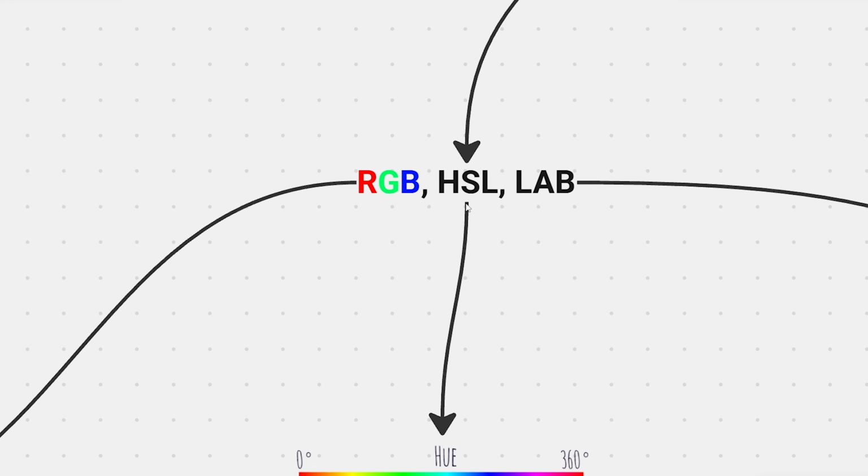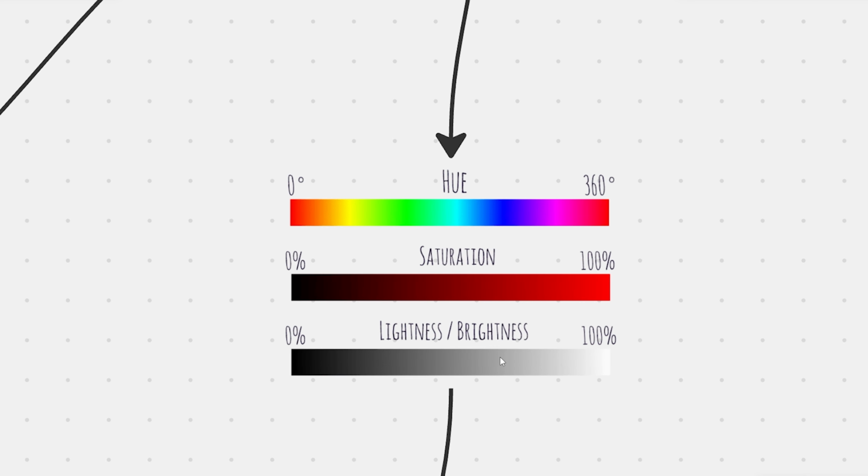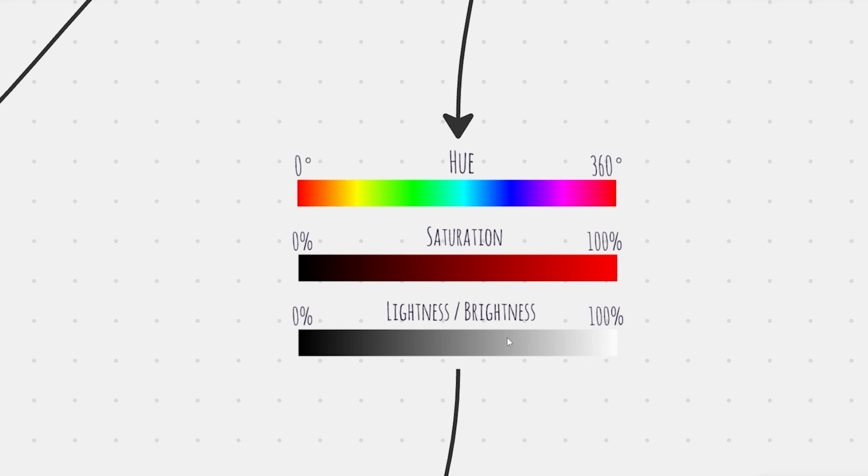Now, let's talk about HSL. Imagine you want to change an object's color, but keep its brightness and saturation the same. In RGB, this is tricky because colors depend on each other. But HSL, which stands for hue, saturation, and lightness, is designed for exactly this purpose. HSL describes color with three parameters. Hue, the actual color, is measured in degrees from 0 degrees to 360 degrees. 0 degrees is red, 120 degrees is green, 240 degrees is blue, and so on.